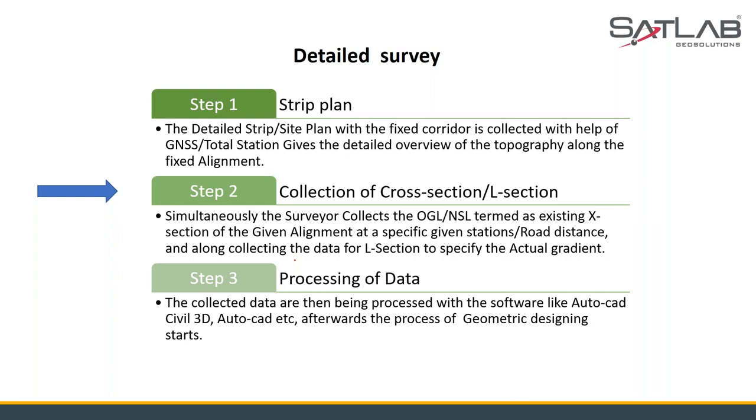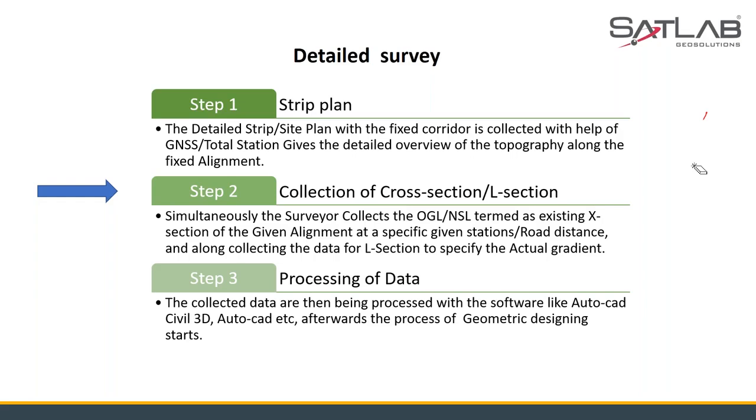The first step is the strip plan. My client is asking me to make a detailed strip plan of the site plan with the fixed corridor. It's collected with the help of GNSS and total station. I guess 4 or 5 years back, total stations were more prominent and these kinds of surveys were done with the total station only. But now GNSS technology has increased immensely and you can do a precise survey with the help of GNSS equipment.